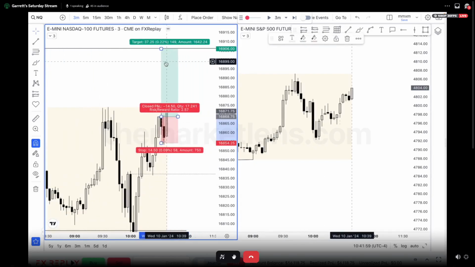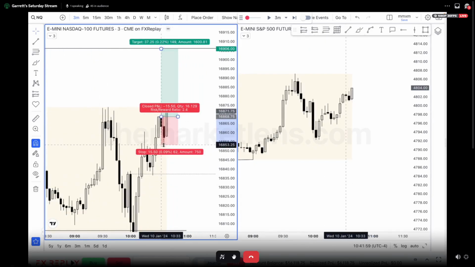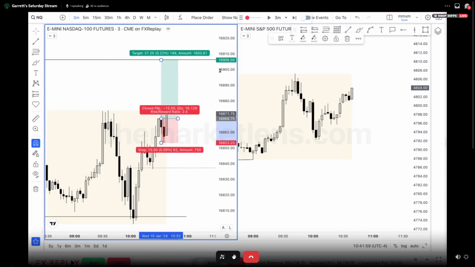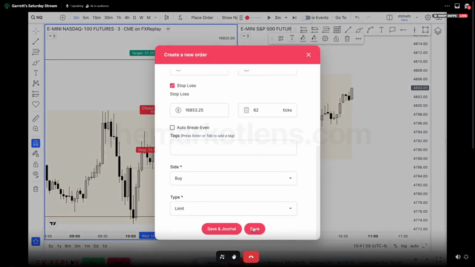Right. So we want to get in before we take out these objectives here. I'm gonna put my stop loss, I'll just put it there. It's fine. So let's set an order here.